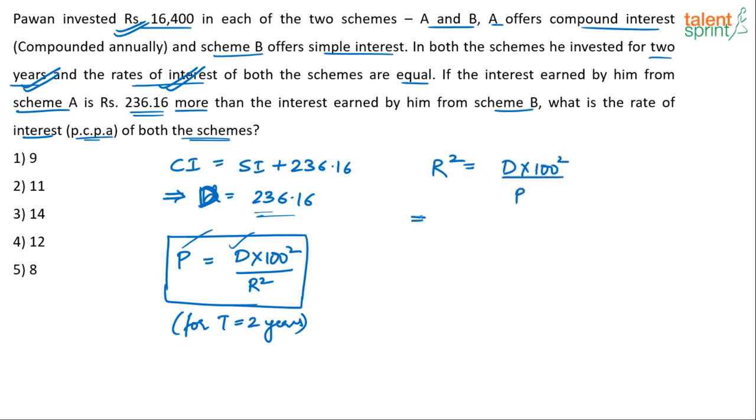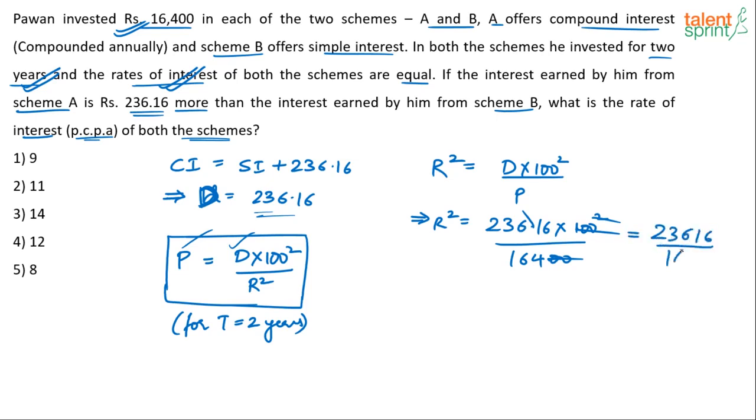That's it. Substitute the values. So what do we get? R squared equals, D here is 236.16 into 100 squared, and the principal is 16,400. Simplify, what happens? These zeros get cancelled and these zeros when multiplied will give you 236.16. That is 23,616. Now 23,616 divided by 164.